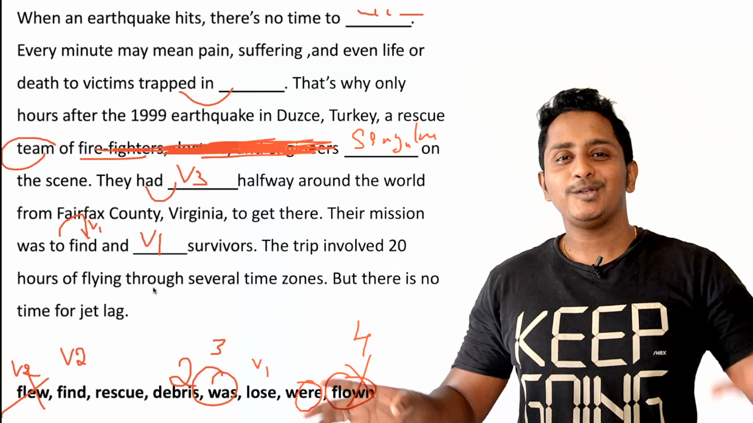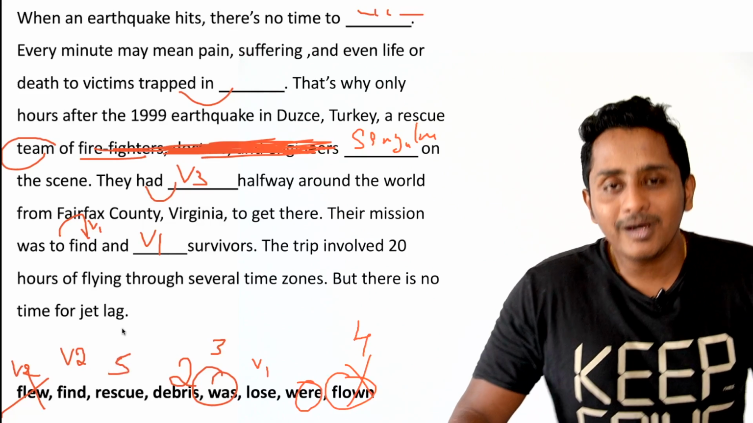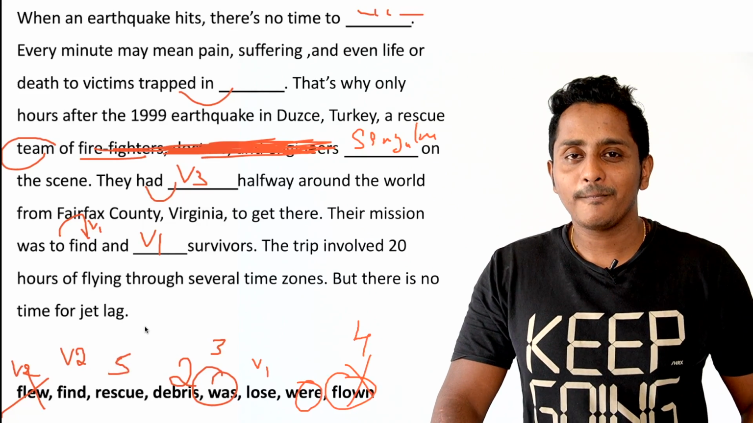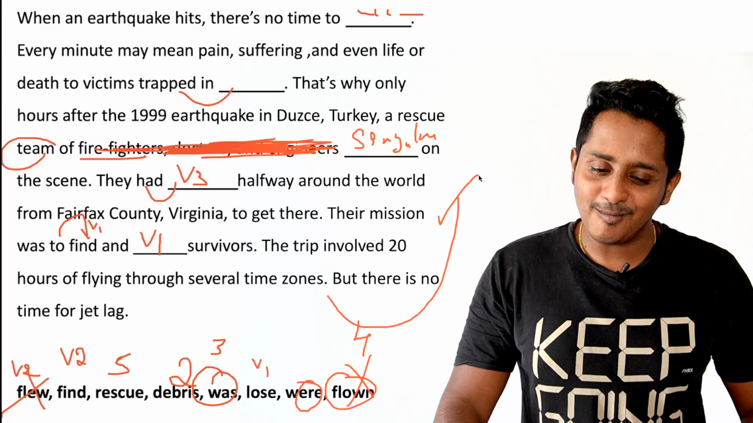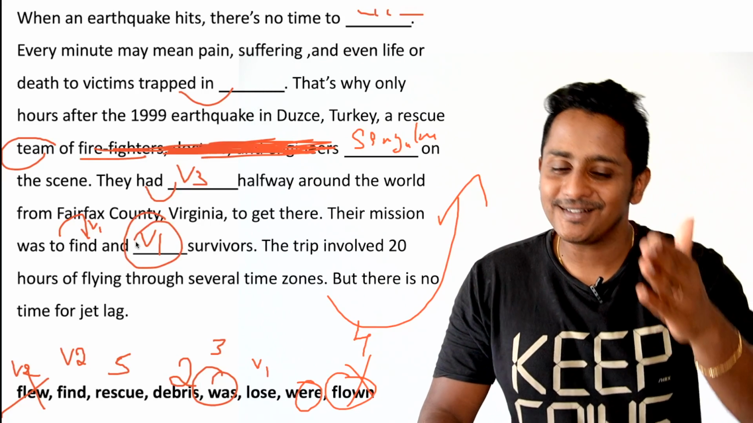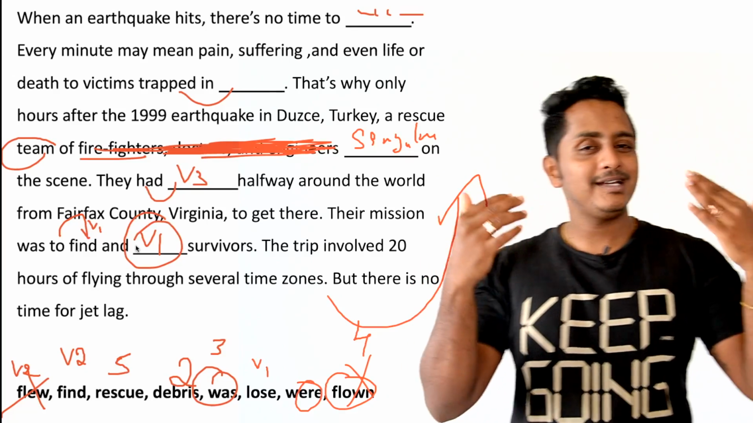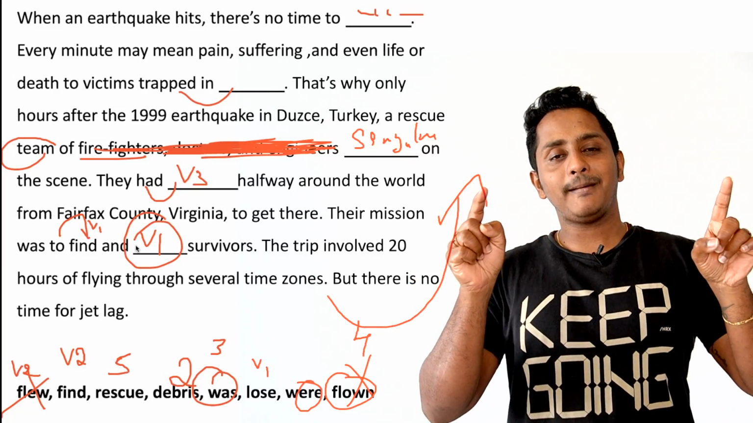Lose survivors, you find them and do the rescue operation. Fifth one is a rescue. Now we finished, now we go bottom to top. Fifth one, rescue done. But 90% of the students write rescue for the first one because of urgency. They want to do it then and there itself. Now, in doubt, leave it empty.